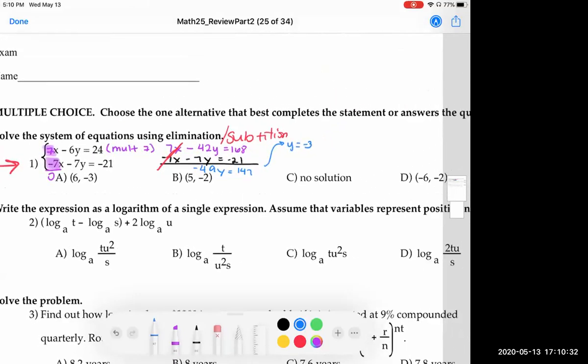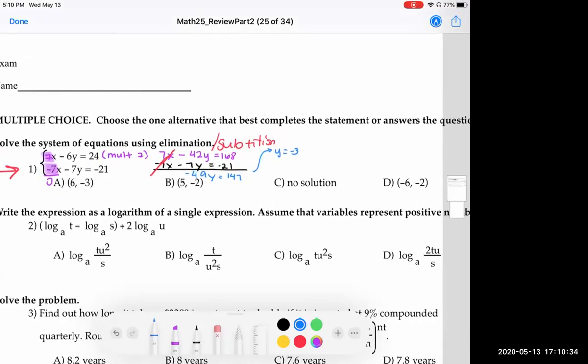So we can kind of cheat at this point, right? Which one has y as negative 3? Only one of them does, right? So we know there should be an answer, but let's go ahead and finish it off. Now with y equals negative 3, let's plug it back into one of our original equations. Let's pick that first one: x minus 6y is equal to 24.